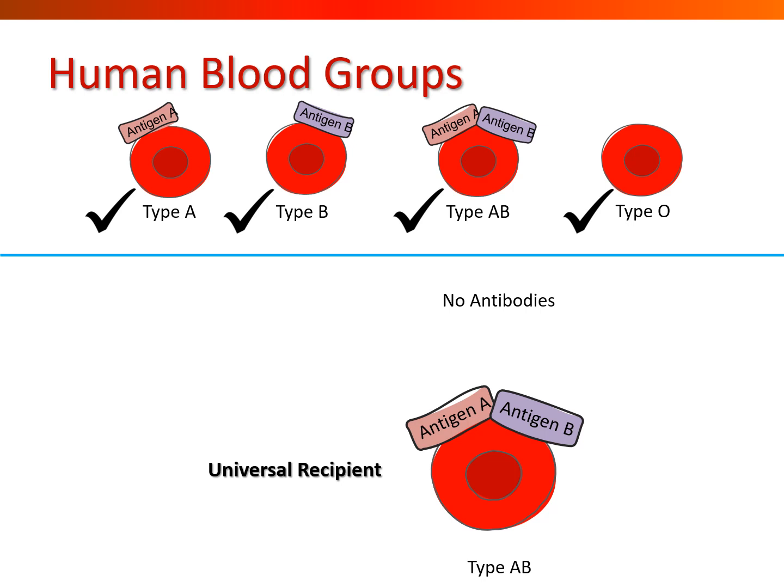So the fact that the type AB blood person has both antigens on their red blood cell means that they don't have any antibodies. They have neither the anti-A nor the anti-B antibodies, which means that they don't have to worry about their blood attacking any donor red blood cells. They can take from anybody.